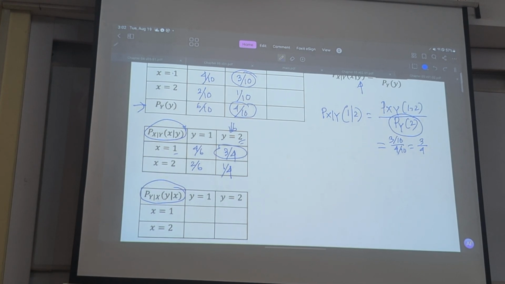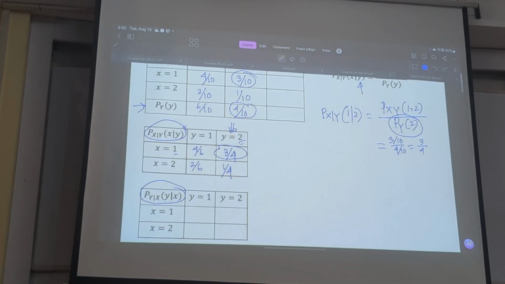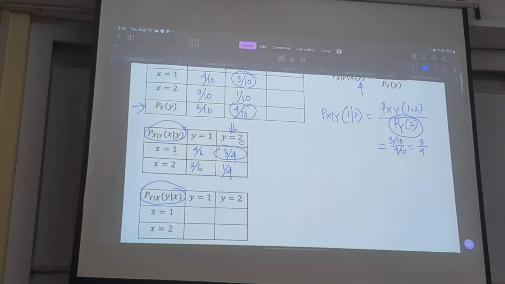For the middle one, the summation of the column should be 1. Otherwise, it is not a conditional distribution. The summation should be 1, otherwise it is not right. We got it? Or not got it?